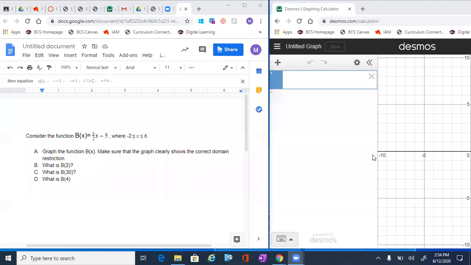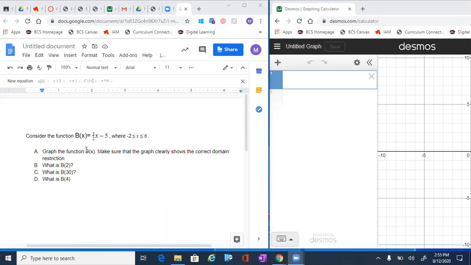Hey guys, this is just a real quick video on how to graph functions that are piecewise, or parts of functions, in Desmos, just to help you out and make sense of what they mean. So this first one over here on the left says, consider the function b of x equals 3 over 2 x minus 5, where negative 2 is less than or equal to x is less than or equal to 6. Now what we're going to do is make a graph.